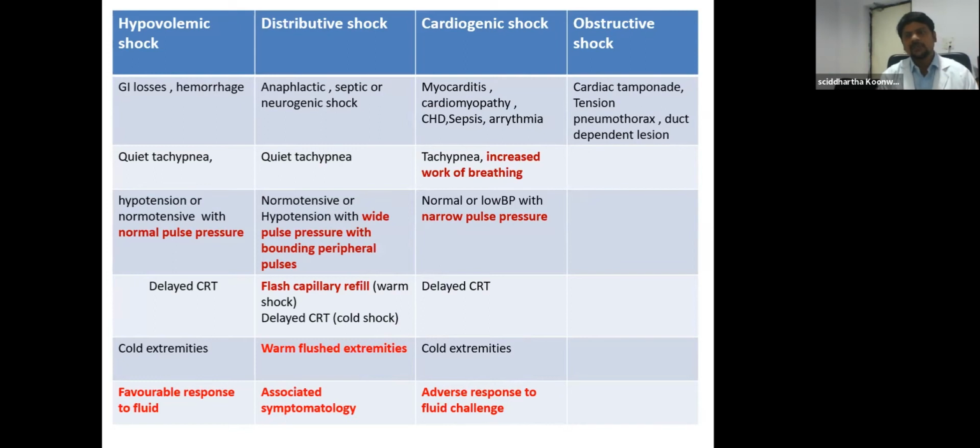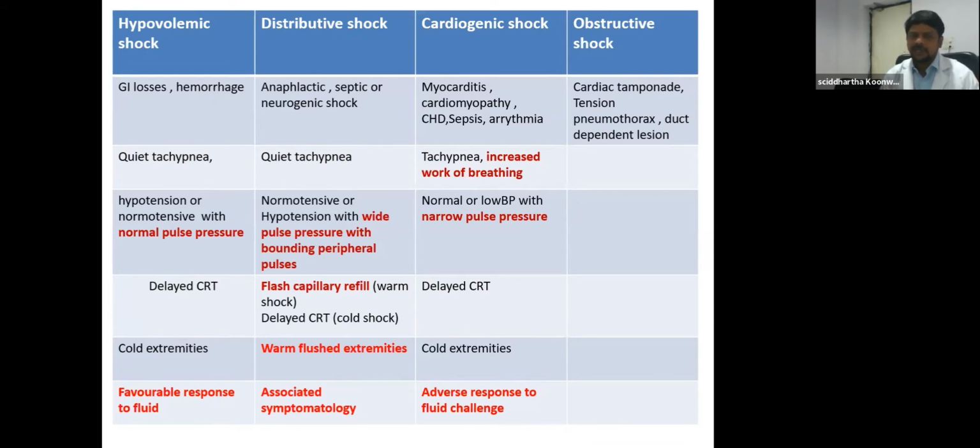Obstructive shock patient might present with cardiac tamponade or tension pneumothorax. To differentiate between these types of shock, hypovolemic and distributive shock patients will present with quiet tachypnea, whereas the patient of cardiogenic shock will have tachypnea along with increased work of breathing.